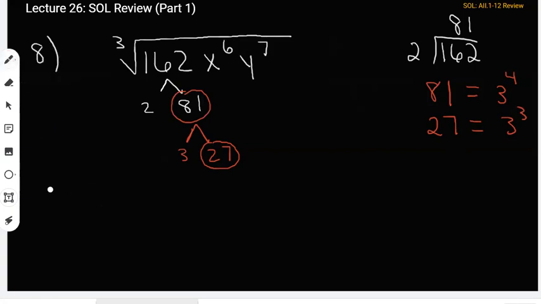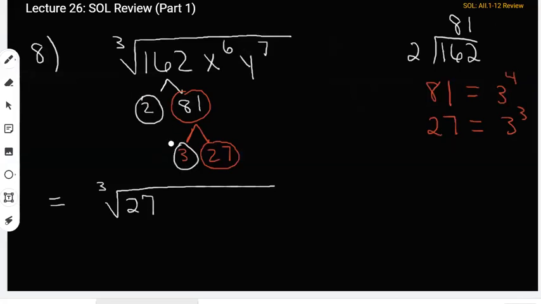Okay, so how can I rewrite this? I'm still going to have a cube root. I know that I'm going to need 27, but I also have this 3 and this 2. And if I multiply 3 times 2, I'm going to get 6. And then the x and the y are going to stay the same for now. So now I have 27 times 6.